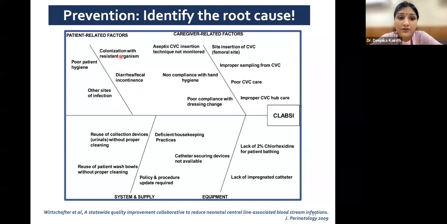Then there is some colonization with resistant organisms. Then system-related factors, like policy and procedure is required. There is no policy for how to put a central line in the unit. So it is very important to have these in place. There is a reuse of collection devices without proper cleaning, and there is deficient housekeeping. Also, equipment like catheter securing devices are not available, and catheters are loose, and they are coming in contact with the skin. So these are very important factors.